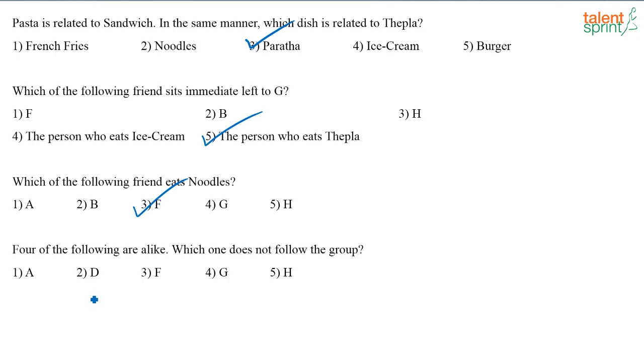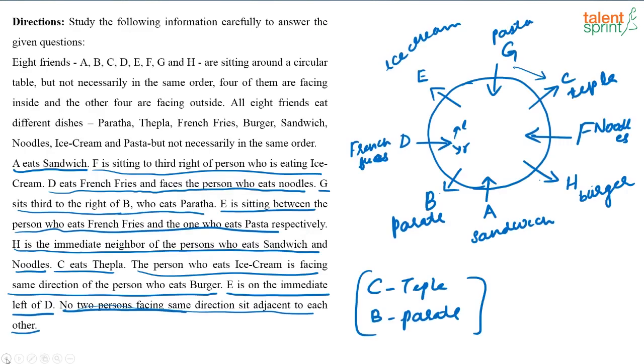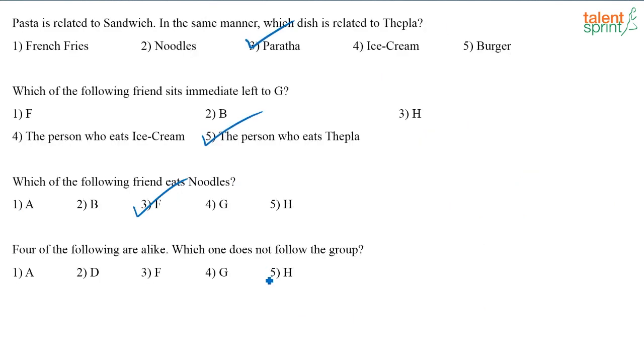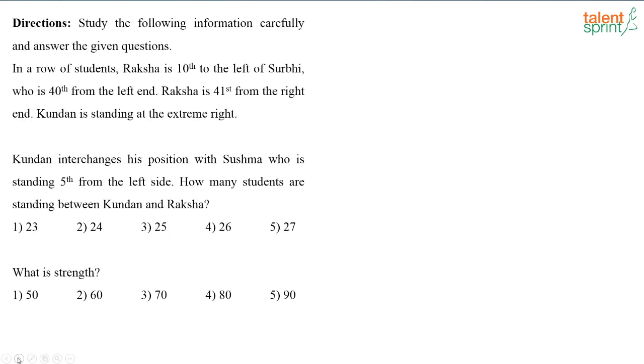Which one does not belong to the group? So here if you see A, D, F, G, all of them are facing inwards. H alone is facing outwards. So who is your odd one out here? H is your odd one out. Got it? Next one. So this is on ranking.